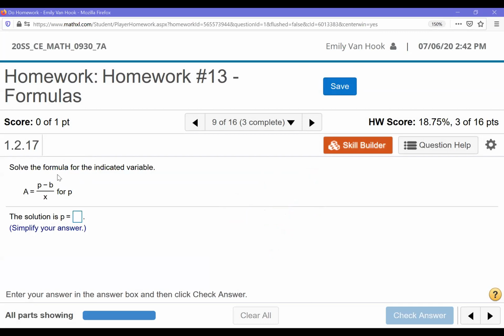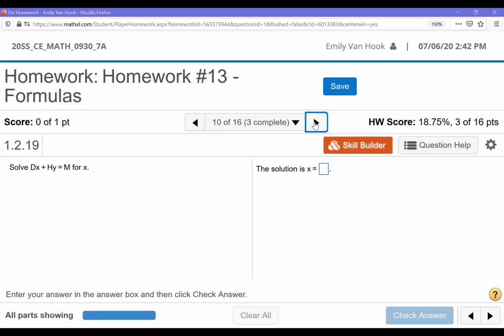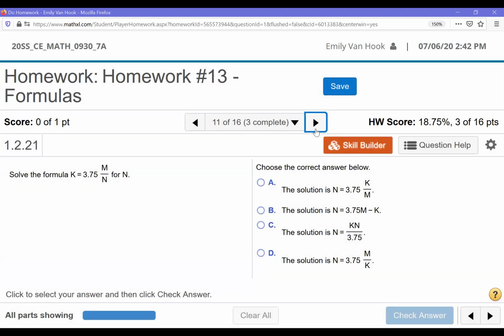Number 9 is a fraction. We would start by multiplying both sides by the denominator. We saw that in our notes as well. Oh, here's a multiple choice one. This is number 11. Solve the formula K equals 3.75 M over N and solve it for N.